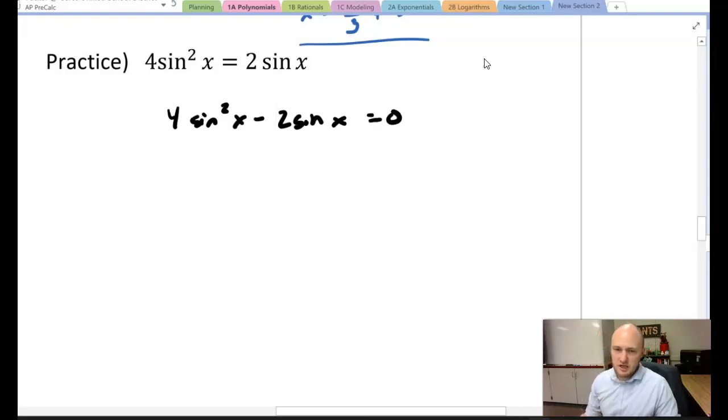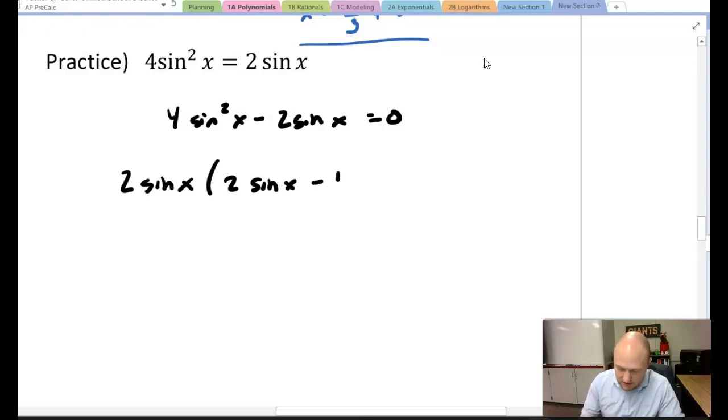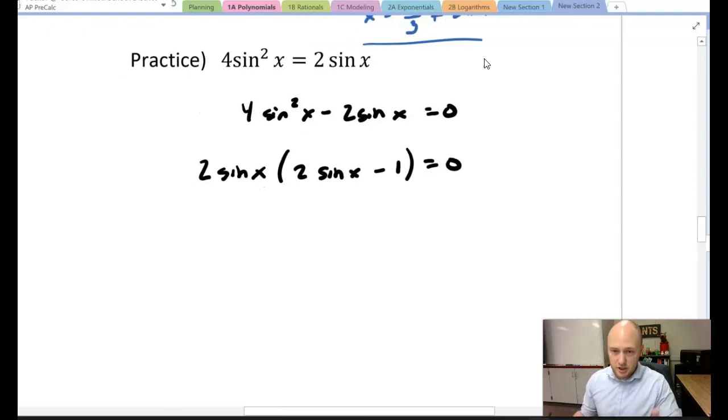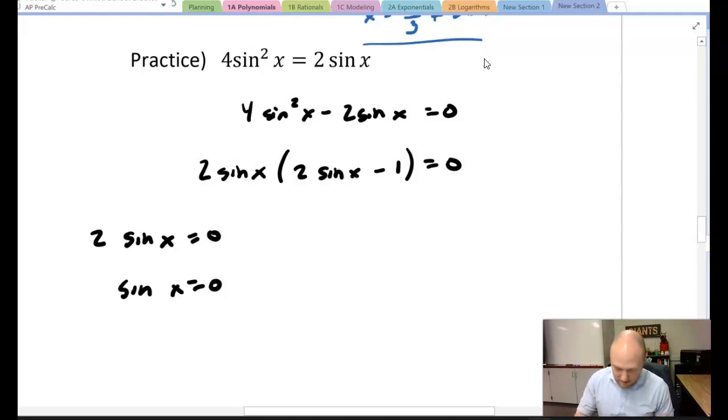And what we're going to do is take a GCF, factor out a GCF. So I can take out a 2, I can take out a sine of x, and that leaves me with 2 sine of x minus 1 equals 0. From this, you should have got 2 equations. 2 sine of x equals 0, which means that sine of x is equal to 0, which means that x is equal to 0. This is also at angle 0, plus 2 pi k.